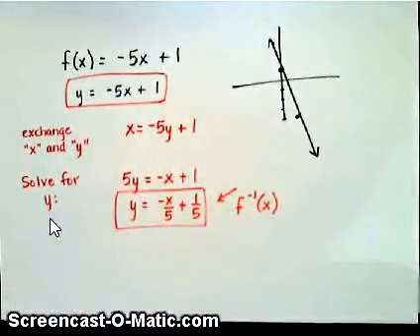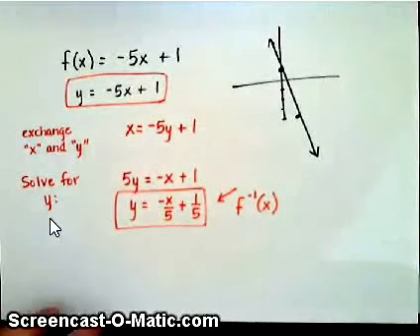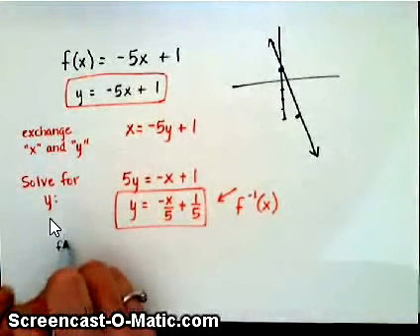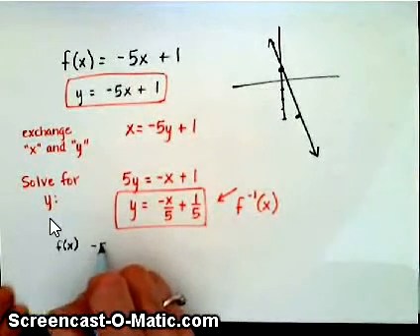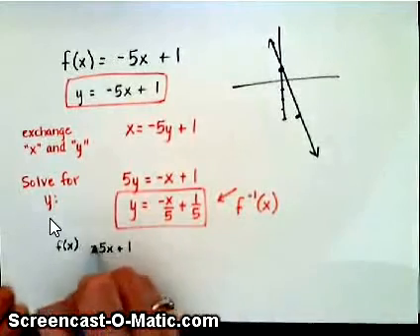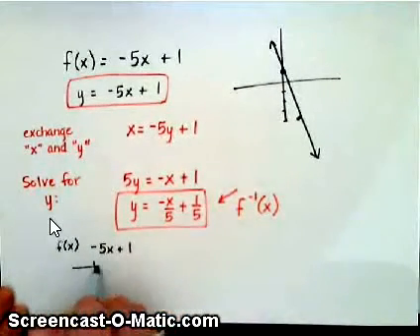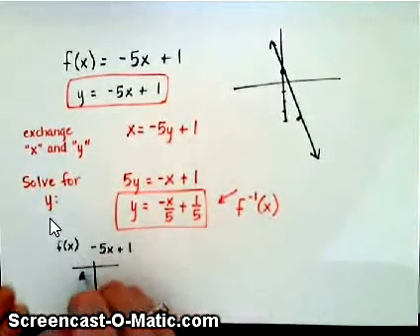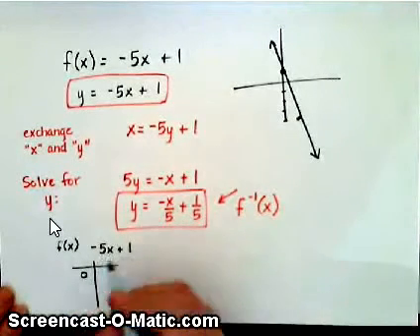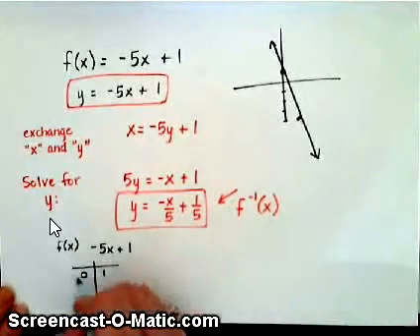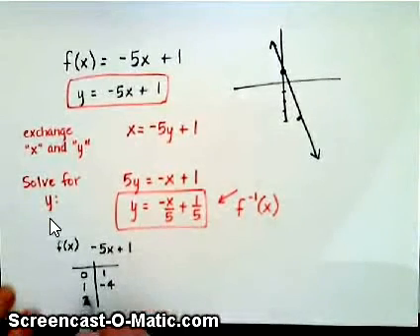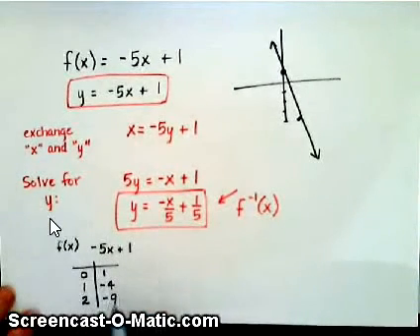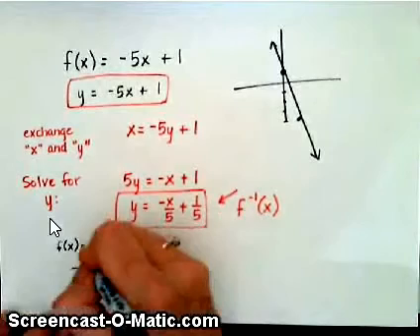All right, now, here's an interesting thing. Let's make a t-chart of some values for f of x. And that function is, again, negative 5x plus 1. Let's just put in some values that work for this. So when x is 0, negative 5 times 0, 0 plus 1 is 1. When x is 1, negative 5 times 1 is negative 5 plus 1 is negative 4. And one more. When x is 2, negative 10 plus 1 is negative 9. So these all work for the original function f of x.